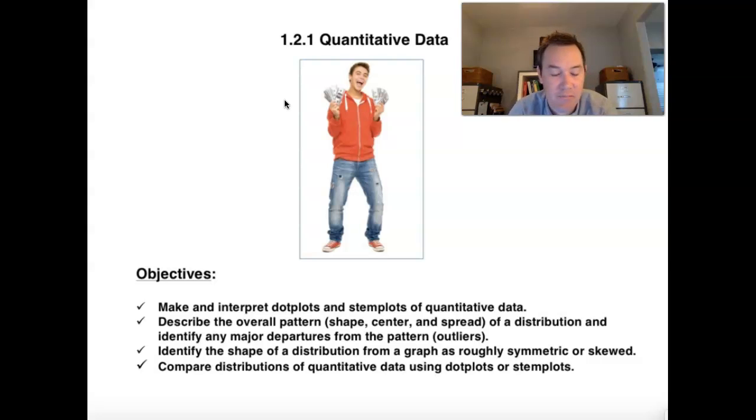You probably see them in elementary school throughout your math career here and there, but you may not remember what they are. We'll describe the overall pattern, which is shape, center, and spread of a distribution, and identify any major departures from the pattern. We call those outliers. And then we'll identify shape of a distribution from a graph either as roughly symmetric or skewed. And we'll learn to compare distributions of quantitative data using dot plots or stem plots.